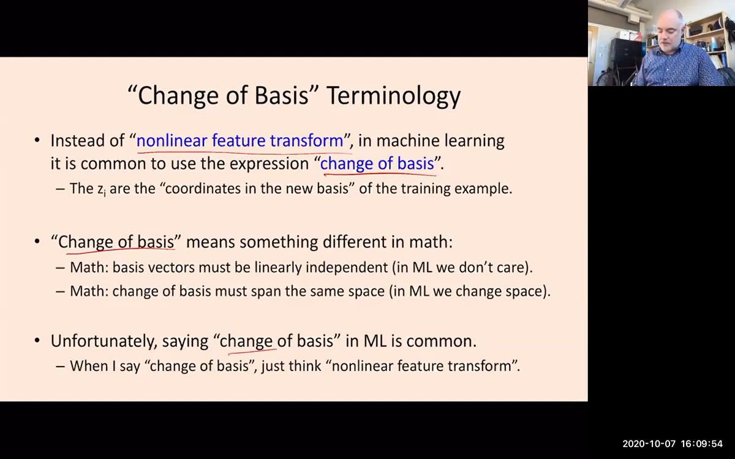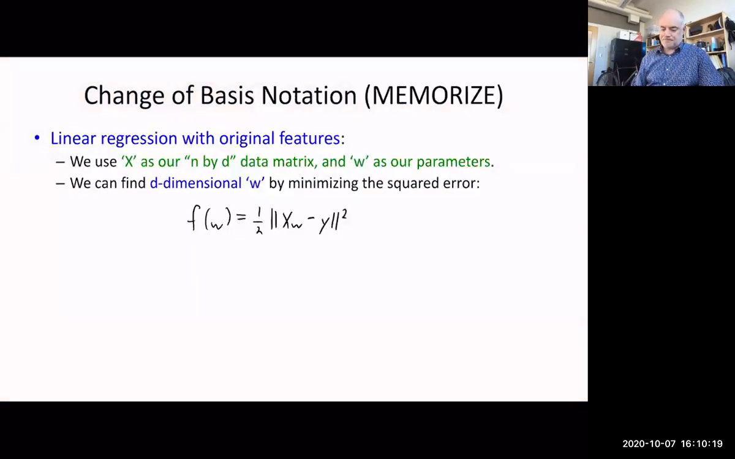Unfortunately, we say change of basis in machine learning frequently. So if I say change of basis, think nonlinear feature transformation. That's it, right? So x to z, we do something. We're changing the coordinate system, the dimension, everything we use to locate a data point, or put a data point out in some feature space, in space somewhere.